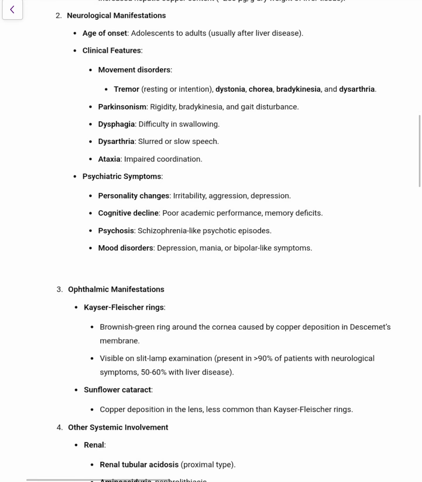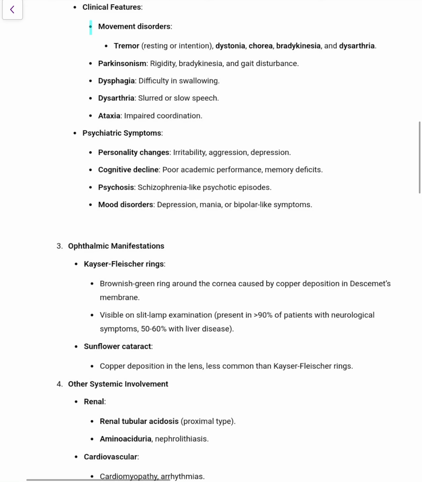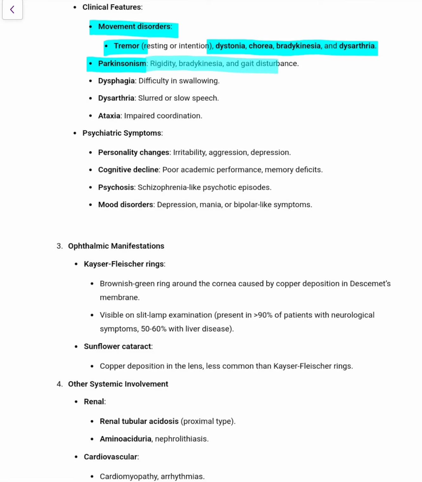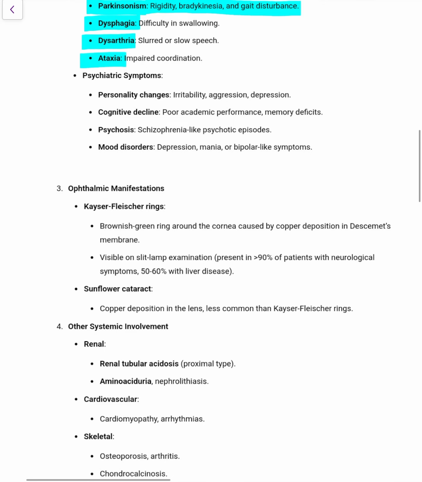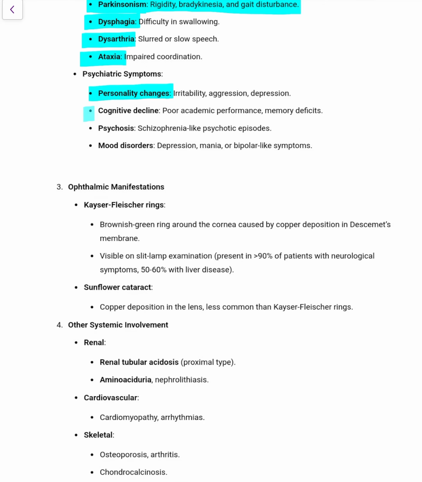And neurological manifestations. Usually once the liver disease has appeared, the neurological manifestations will come in adolescents and adults. What are the clinical features? Movement disorders like tremors, dystonia, chorea, bradykinesia, dysarthria, Parkinsonism, that is the triad of rigidity, bradykinesia, and gait disturbances. Then dysphagia, dysarthria, and ataxia. Psychiatric symptoms can also be there, like personality changes, cognitive decline, psychosis, and mood disorders.